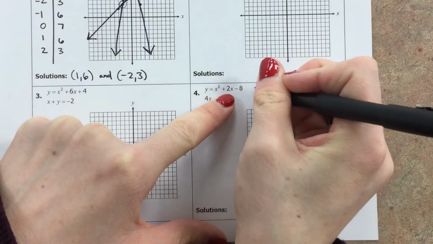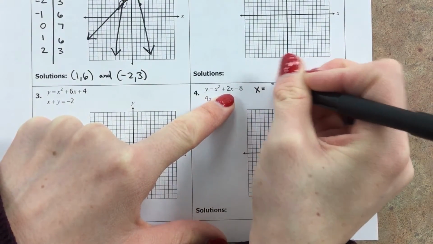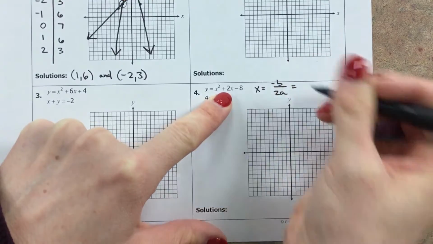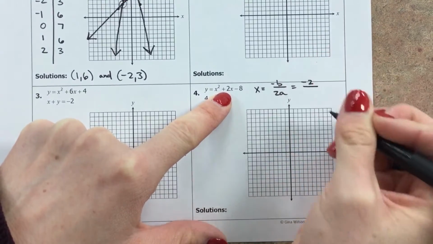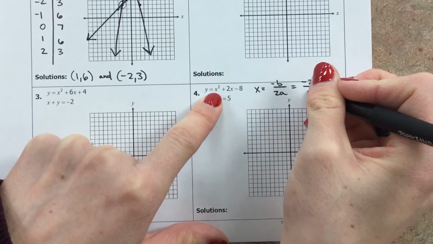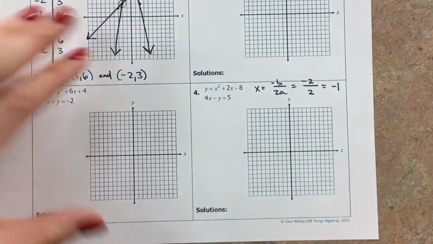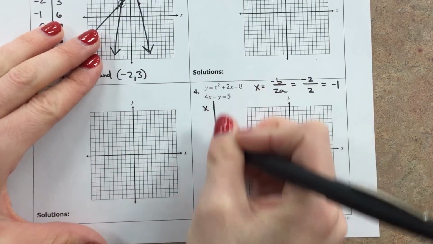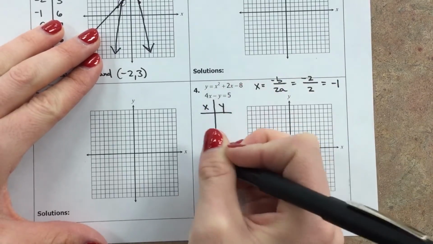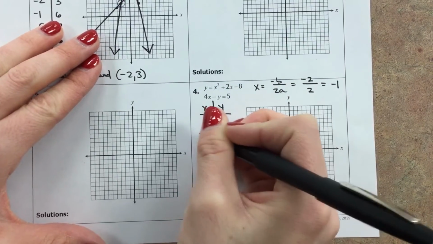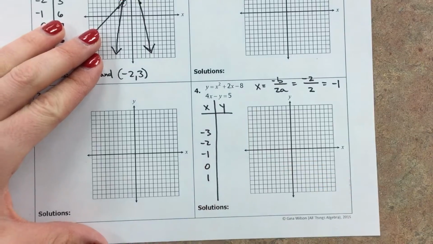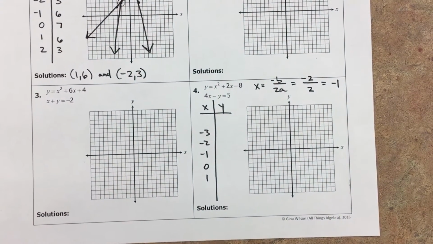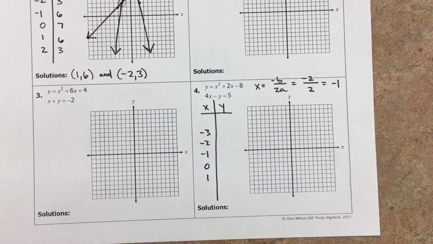We're going to start with the vertex, x equals negative b over 2a. So negative b would be a negative 2, over 2a, which is 2 times 1. So this comes out to be a negative 1. So negative 1 is going to be in the center of our table. And then we'll go back 2, we'll go up 2, see if that's enough. We might need to add more, and I'll show you why in just a second.